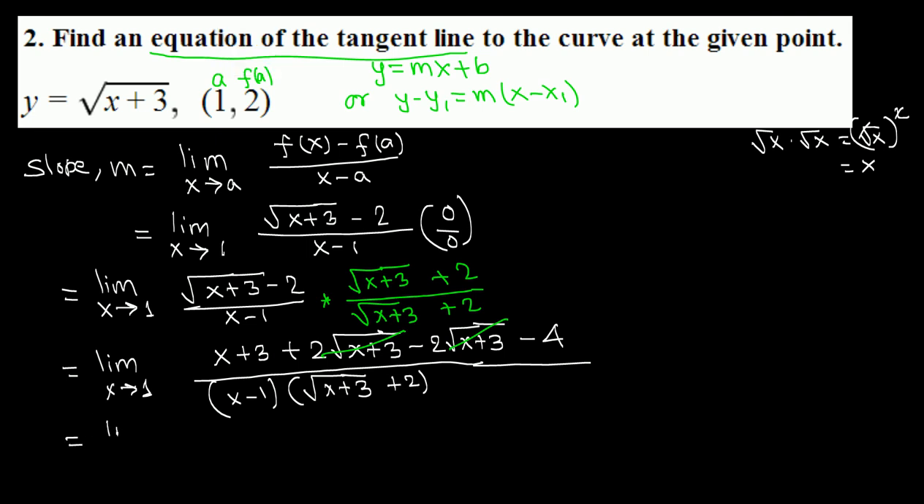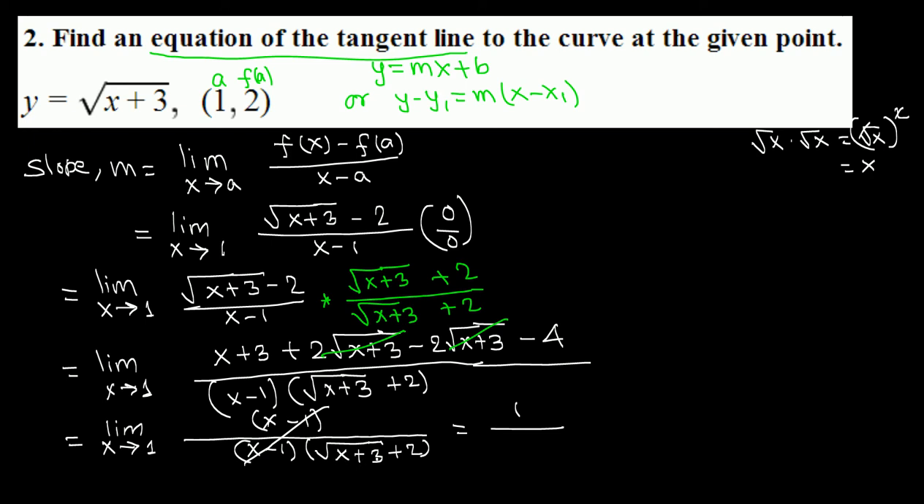Okay, so we now have the limit as x tends to 1. On the bottom we have x minus 1 times the square root of x plus 3 plus 2, and on the top, x plus 3 minus 4 is negative 1, x minus 1. We can put parentheses around, then we can cancel x minus 1 with x minus 1. Okay, and we plug in x equals 1, so we get 1 over, x equals 1 plus 3 is 4, the square root of 4 is 2, 2 plus 2 is 4, so 1/4.